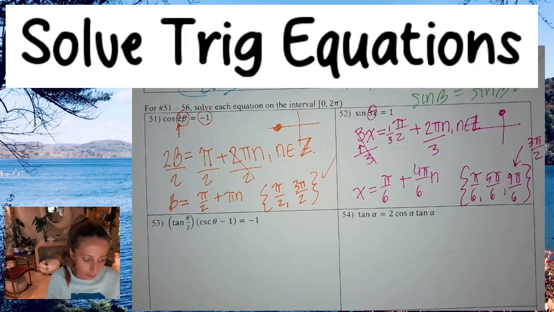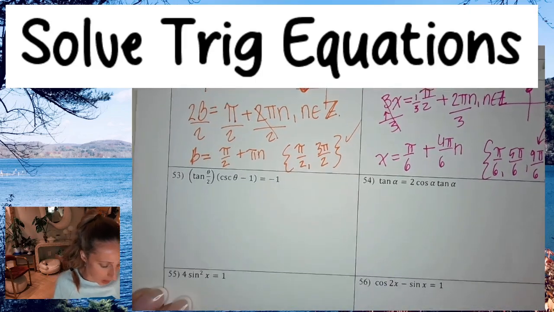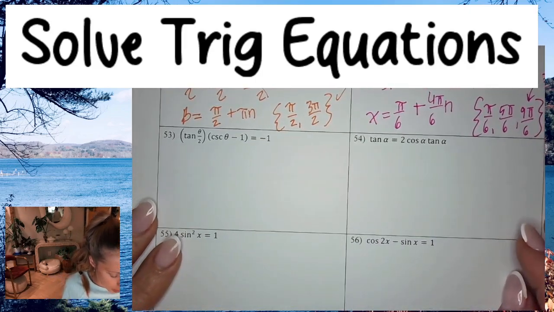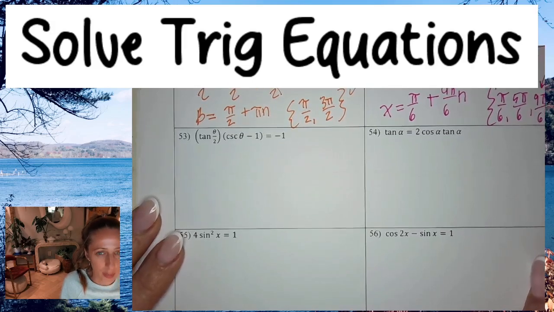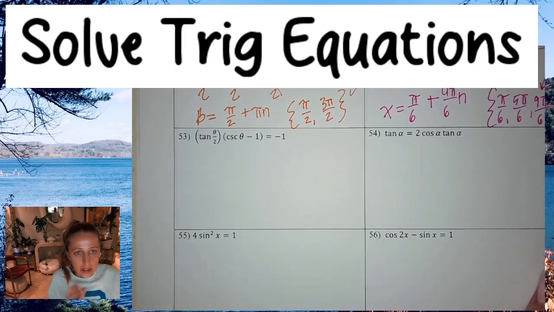This is going to be a lot easier. Okay, let's see if we can get another one or two done over here. Now, even though number 53 looks like you could just set each one equal to -1, like it's factored, you're not allowed to do that. Okay, so what we have going on here is a tan half angle identity.